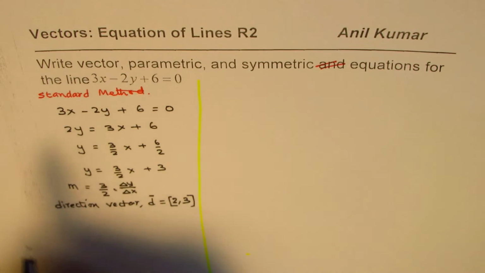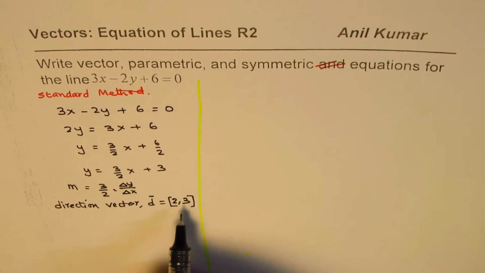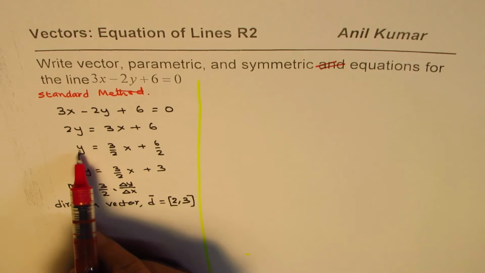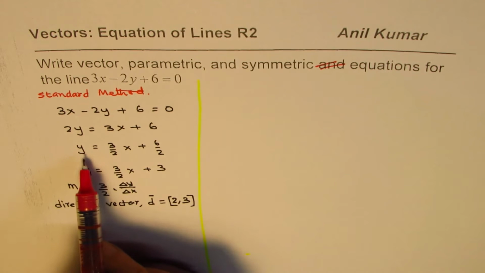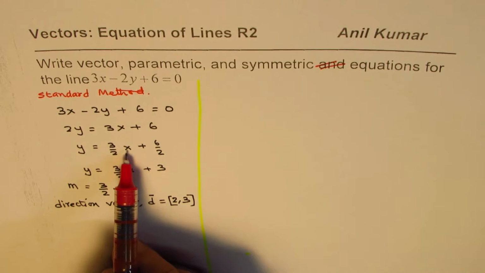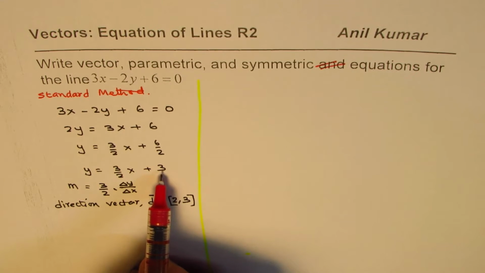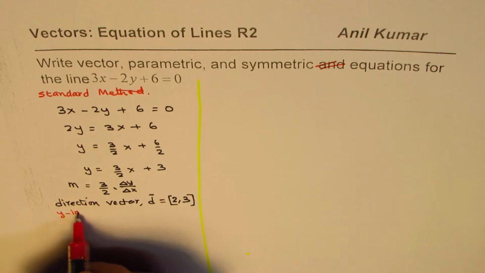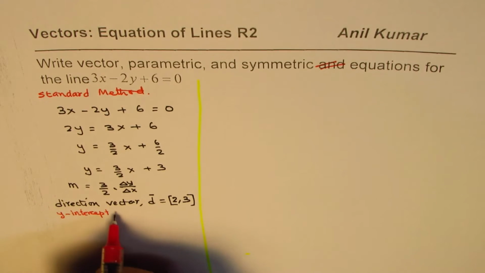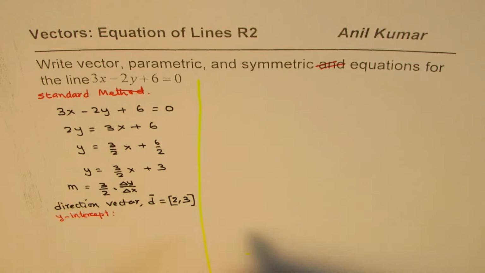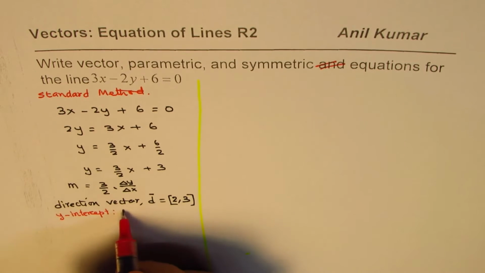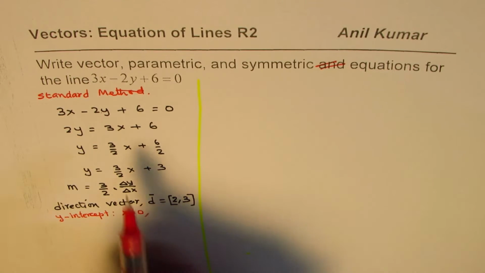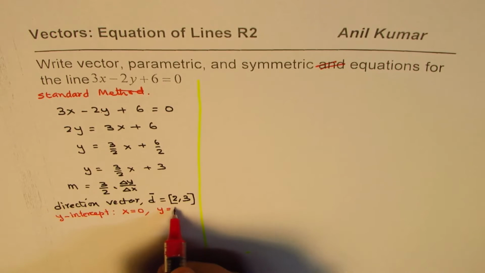Now to write this in vector form, you need a point also. Preferred point will be the x or y intercept. Since we already have this, we could select x as 0 and we get y as 3. So the y-intercept is a good point on the line, which you could get by substituting x as 0 here. So x equals 0, solve for y, and you can see that the y value is 3.